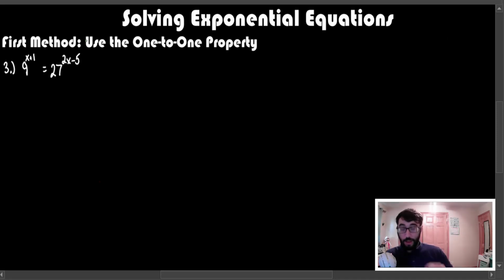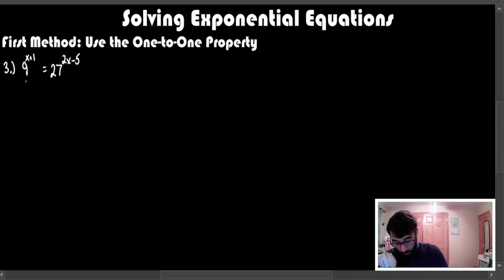Now, a common mistake I see is people writing 27 as 9 to the third power, but you're getting confused. 9 to the third power is actually like 729. You're thinking 9 times 3, okay? So we can't use a base of 9 here. It doesn't work. What we could do, though, is use a base of 3, because 9 is 3 squared, and 27 is 3 cubed. So I can rewrite each side with a base of 3.